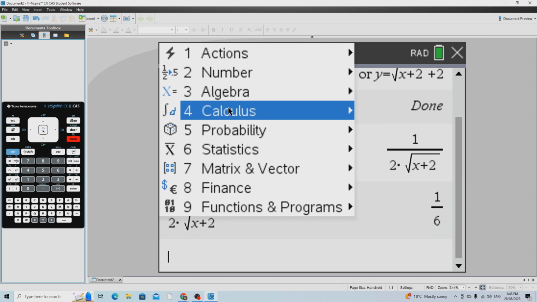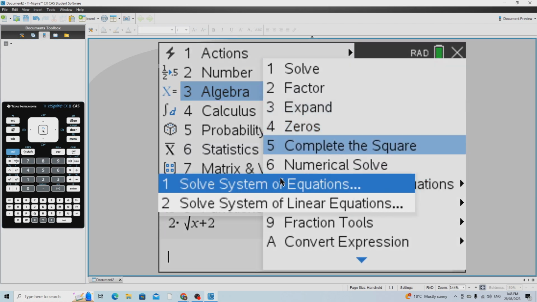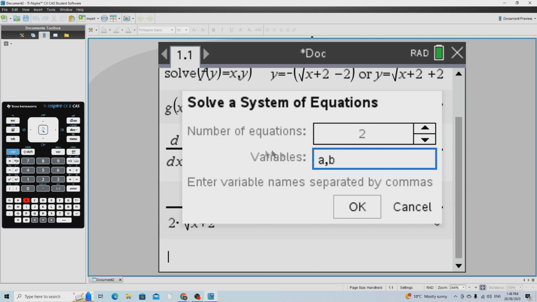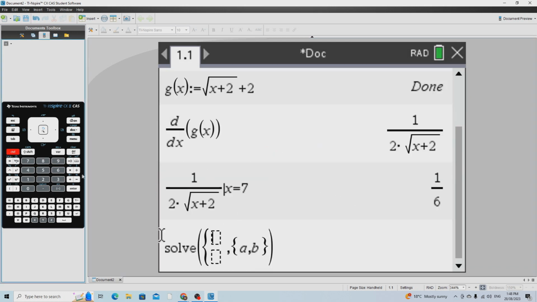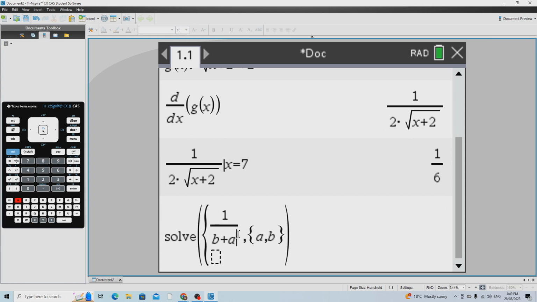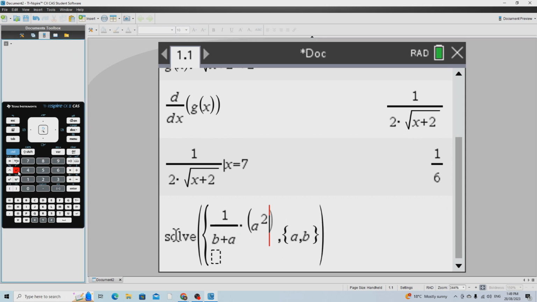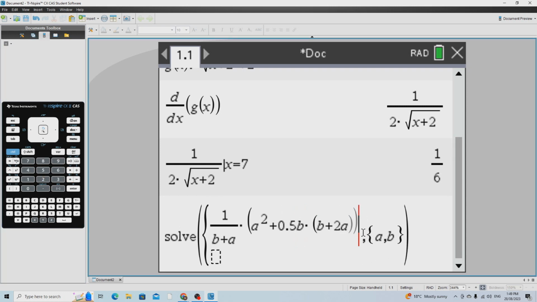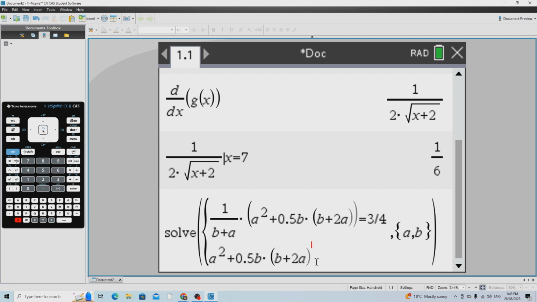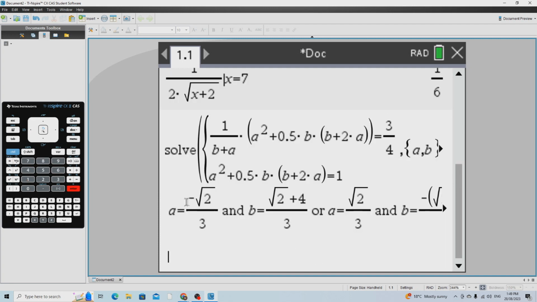So go on menu, go on algebra, solve systems of equations, and we want to find a and b. Okay, let's write them down. The first one is 1 over b plus a times a squared plus 0.5 times b times b plus 2a equals 3 over 4. This one over here is a squared. I'll just copy this actually. Is it the same? Perfect, equals 1. And this gives us this over here.